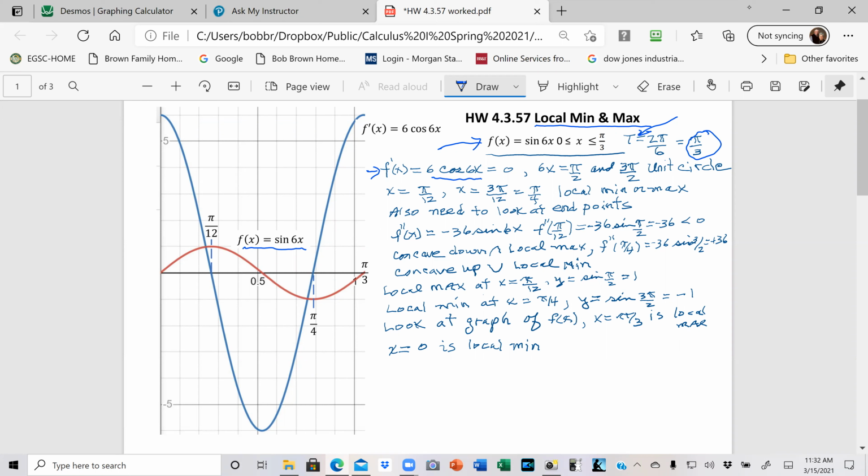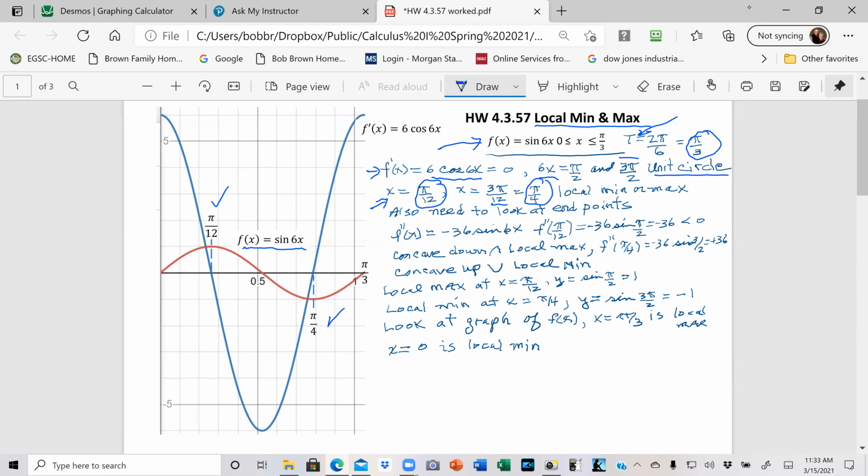So in order for it to be 0, 6x has got to be pi over 2 or 3 pi over 2 if you look at your unit circle where the cosine function is 0. And this happens at x equals pi over 12 and x equals 3 pi over 12. 3 pi over 12, of course, is pi over 4. So pi over 12 and pi over 4 could be local min or max. Now, looking at the graph, you can already see that at pi over 12, it's going to be a local max. Pi over 4 is going to be a local min.